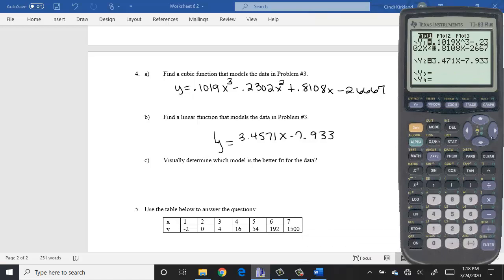Of course, I have an error. It should be 2 point. Now let's try zoom 9 again. You can see that this is my cubic function in y1, and that straight line is my linear function. So which one best represents the data? Definitely the cubic.